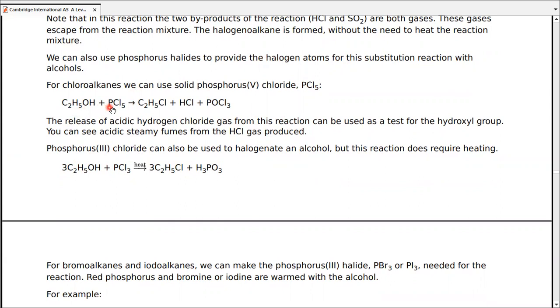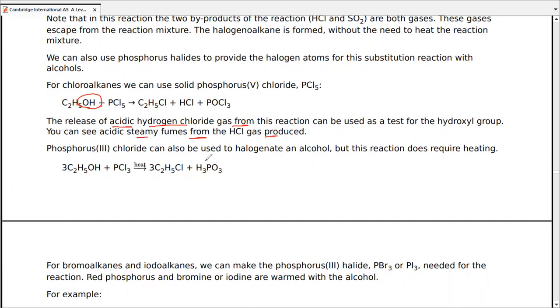With PCl5, we use solid phosphorus 5 chloride. The release of acidic hydrogen chloride fumes from this reaction is actually a test for the hydroxyl group. You are only going to release the HCl fumes, acidic fumes, if you have an OH attached to this group. You can see the acidic steamy fumes from the HCl gas produced, and you don't even require heating for this purpose. So it's not mentioned over here, but the past papers are definitely going to discuss it.